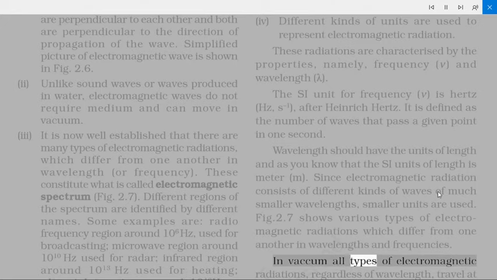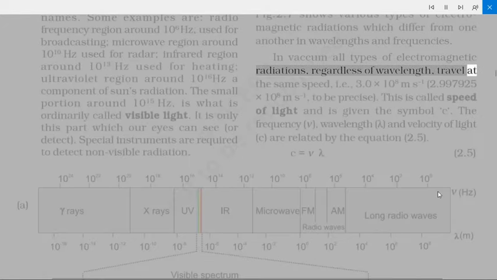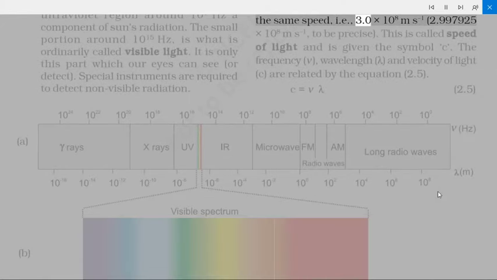In vacuum, all types of electromagnetic radiations, regardless of wavelength, travel at the same speed, i.e., 3.0 x 10^8 m s^-1 (2.997925 x 10^8 m s^-1, to be precise). This is called speed of light and is given the symbol c. The frequency, nu, wavelength, lambda, and velocity of light, c, are related by the equation 2.5: c = nu lambda.